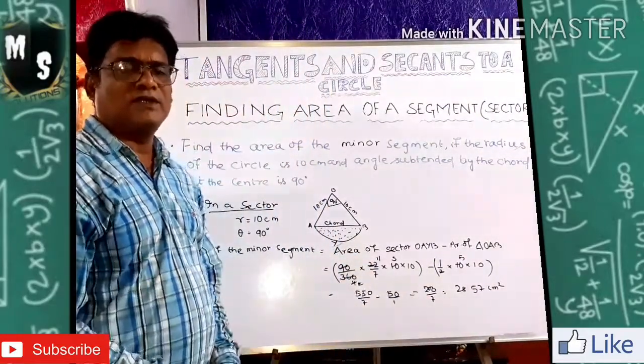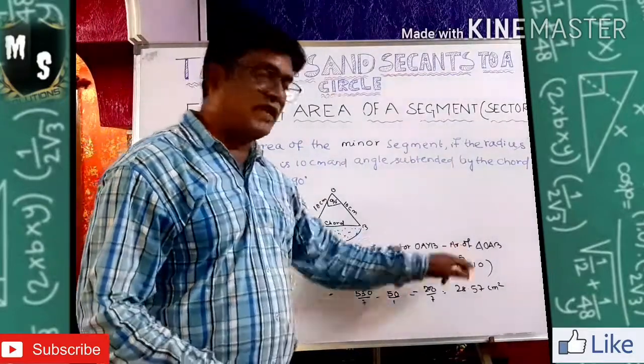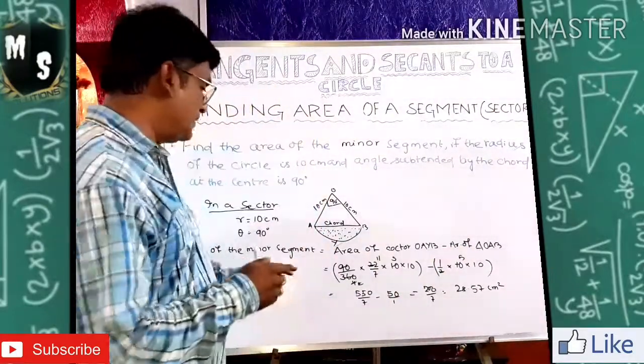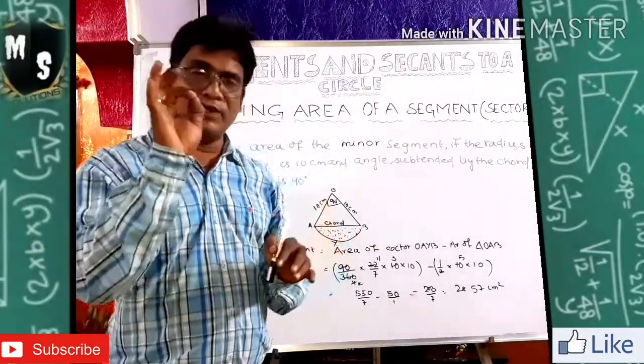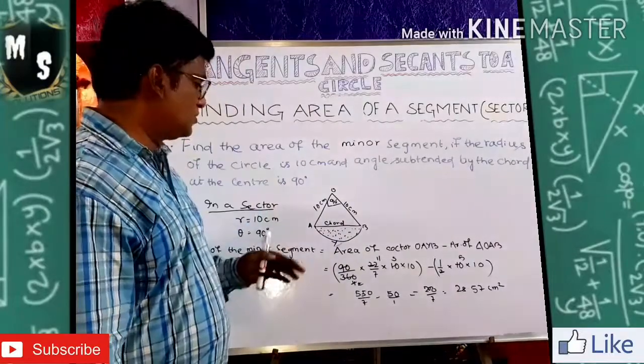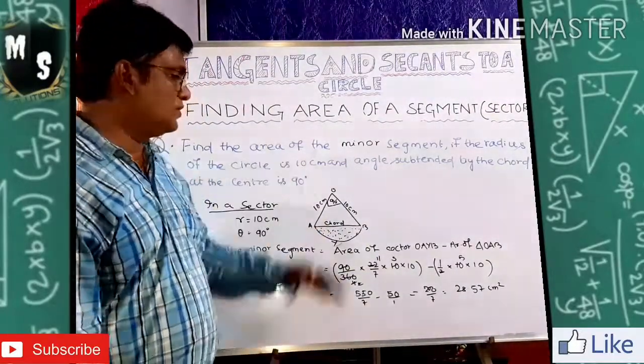Very easy sums. If you get the formulas right, that means the area of the sector, the area of the triangle, the area of the minor segment. The area of the minor segment means the whole sector area minus the triangle area. You have to understand that and practice it, so you can go for it nicely. Okay, I hope you understood it.